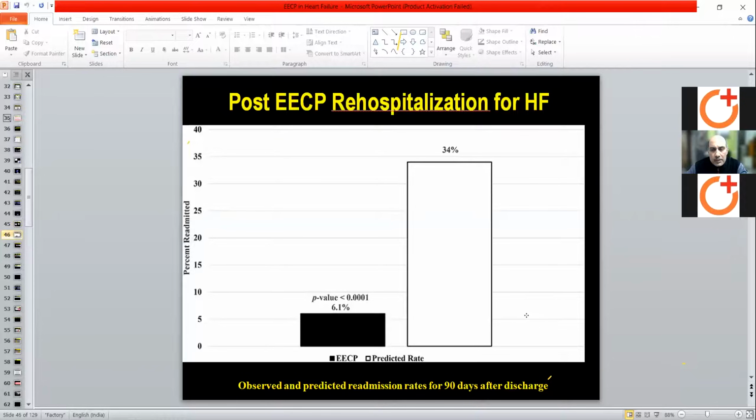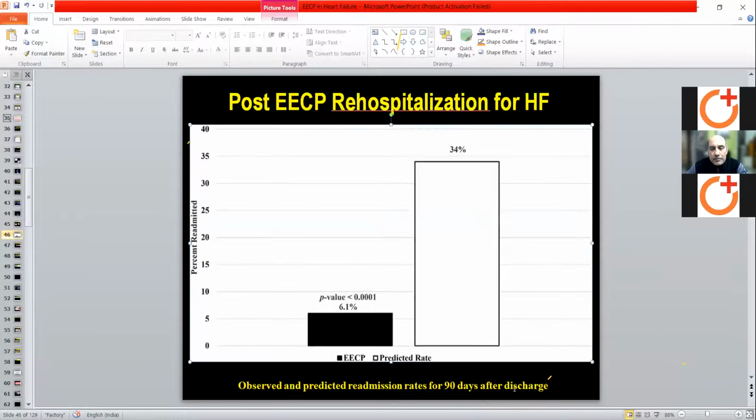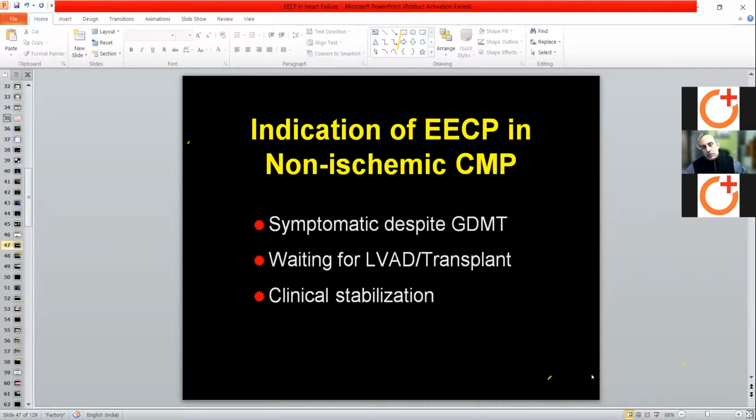This also reduces the endpoints in the form of reducing the event rates of rehospitalization within 3 months to as low as 6.1% from 34% in this particular study. So that is something which is a very important marker for heart failure patients. So, ladies and gentlemen, in my population, non-ischemic etiology, if it is there, when do I use those 17 patients?